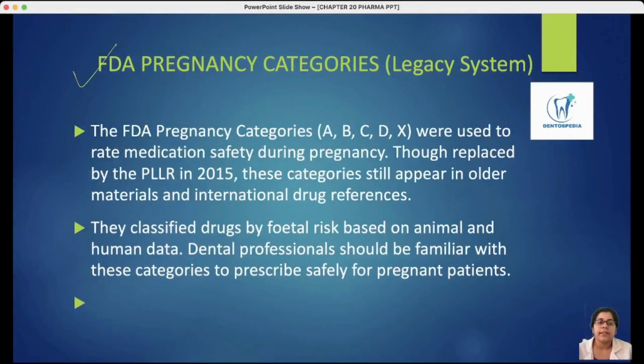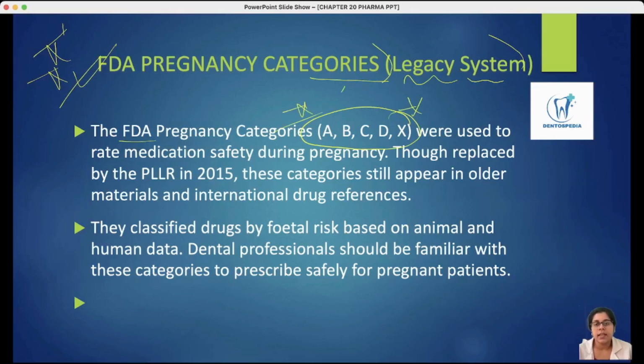So the first and very important is the FDA pregnancy category, which is a legacy system. The FDA pregnancy category is divided into A, B, C, D, X. These are the categories, and they were used to rate medication safety during pregnancy, though they were replaced by PLLR in 2015.